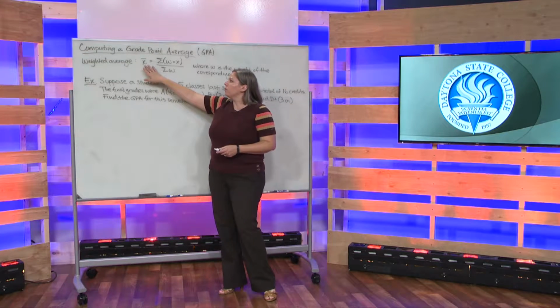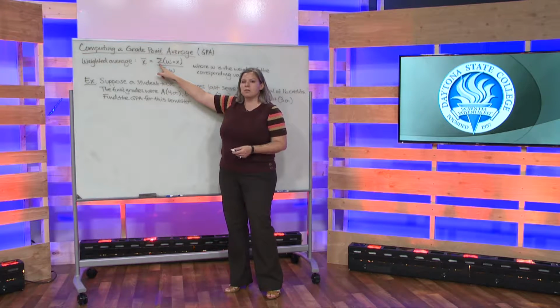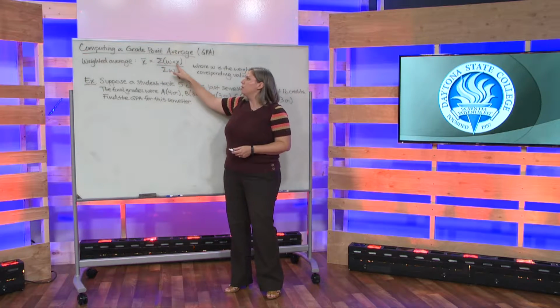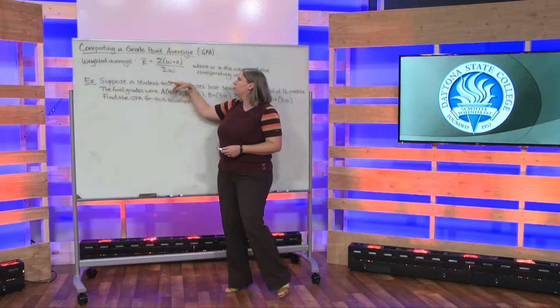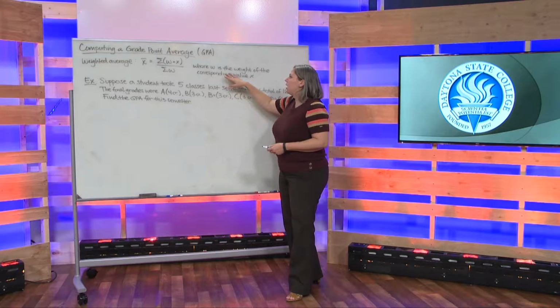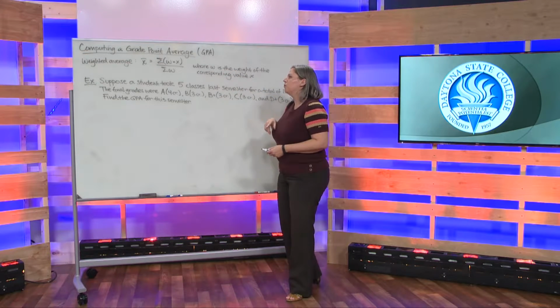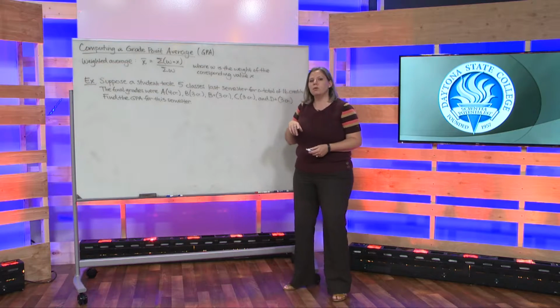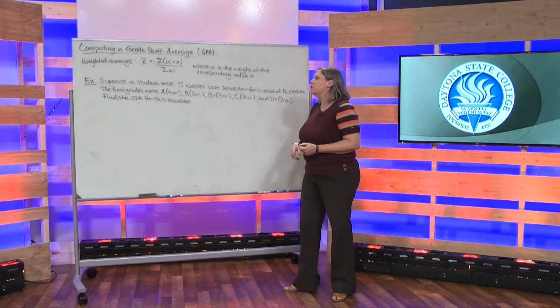The symbol for the weighted average is X bar. And then my formula says sigma, which just stands for summation or addition, of W times X divided by sigma of W. And I've gone ahead and defined W as the weight of the corresponding value for X. So I'm going to show you, hopefully, a relatively easy way using some columns how to quickly get this calculation.